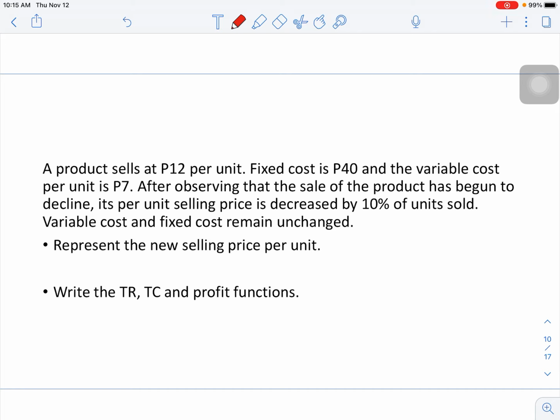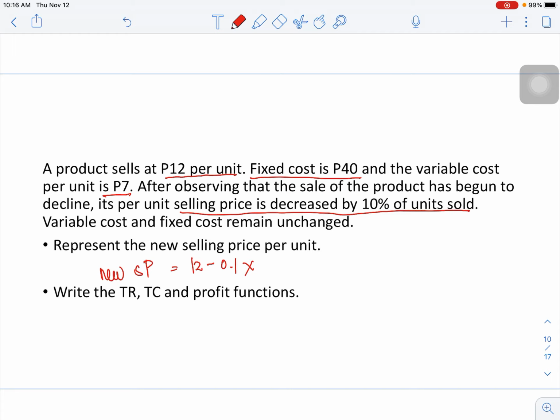A product sells at 12 pesos per unit. Fixed cost is 40 pesos and the variable cost per unit is 7 pesos. After observing that the sale of the product has begun to decline, its per unit selling price is decreased by 10% of the units sold. Variable cost and fixed cost remain unchanged. Represent the new selling price per unit. From the original 12 pesos per unit, it decreased by 10% of the units sold, so the new selling price is 12 minus 0.1x per unit.